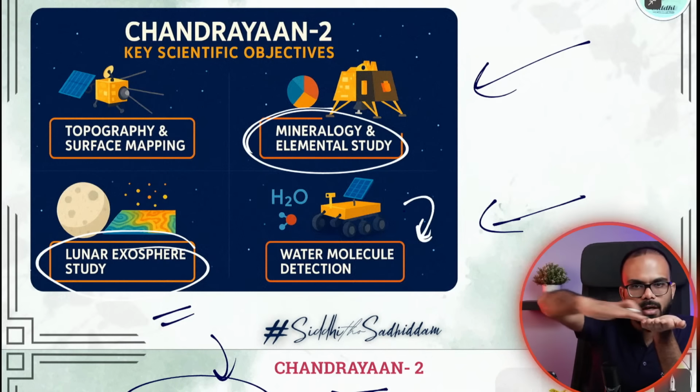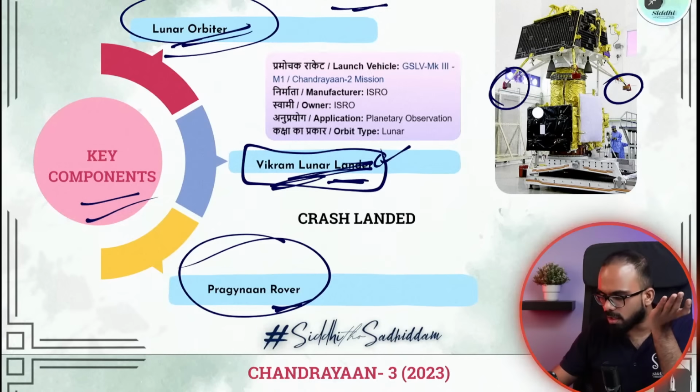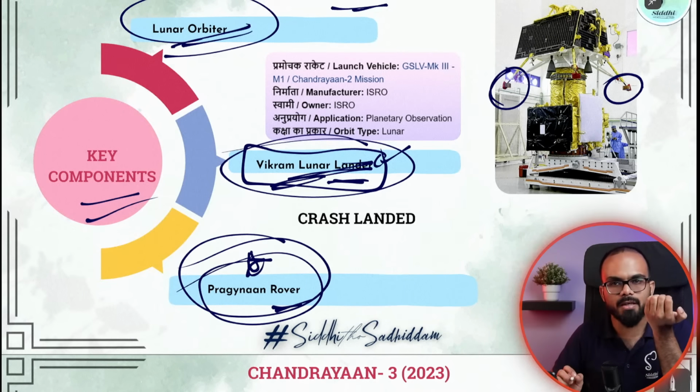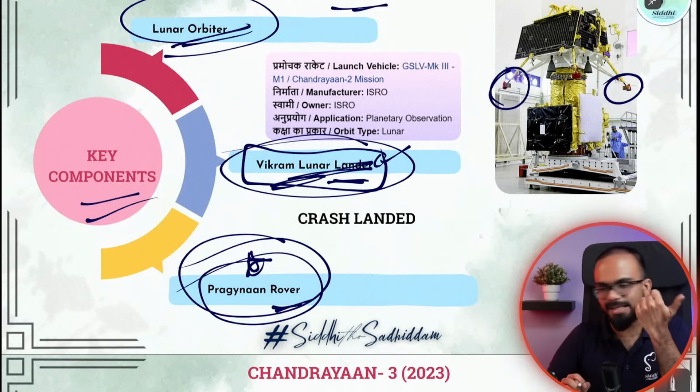You have to move along the surface, right? So the mover is called a rover. The name of the rover is Pragyan rover. The lander is Vikram lunar lander. We could not land successfully in Chandrayaan 2. I will explain why in the next 2 minutes.